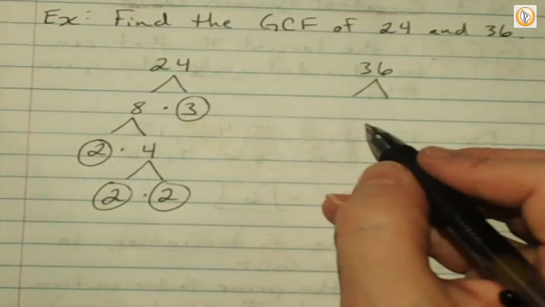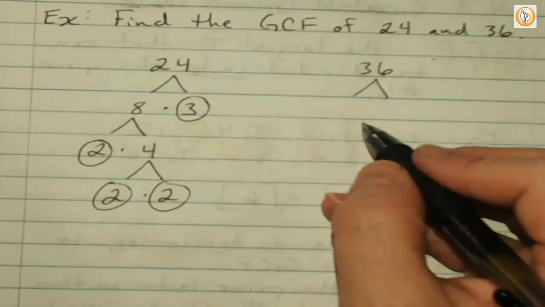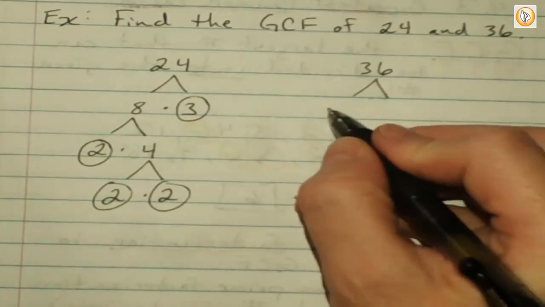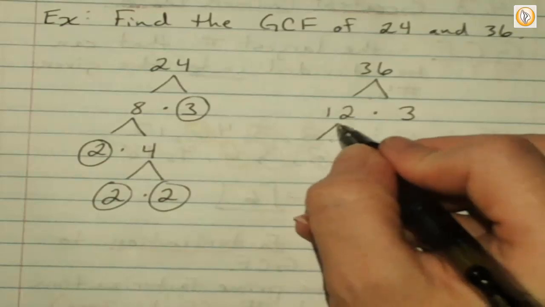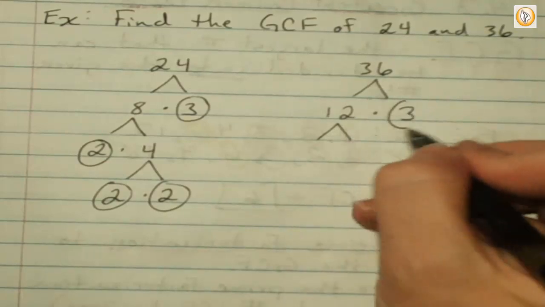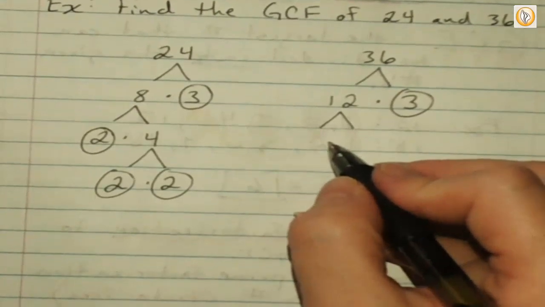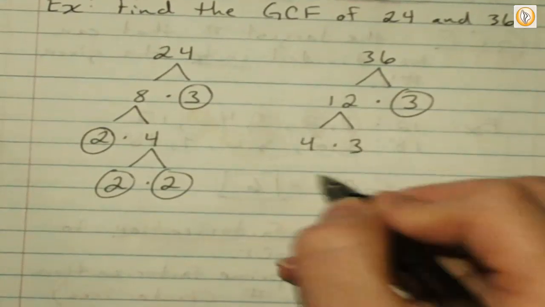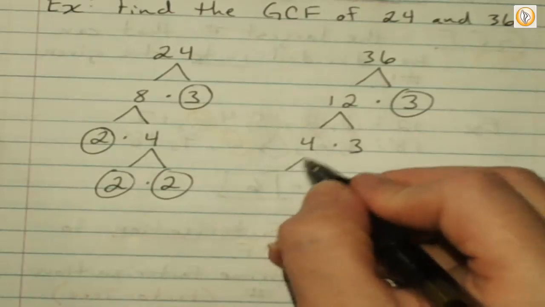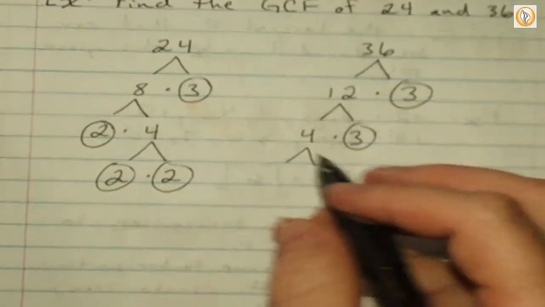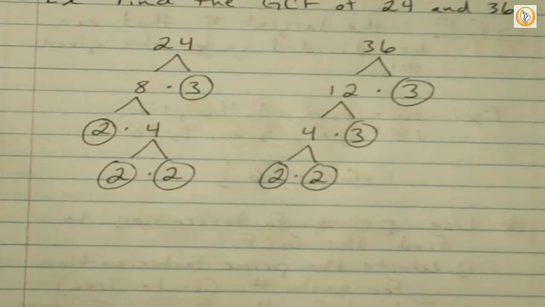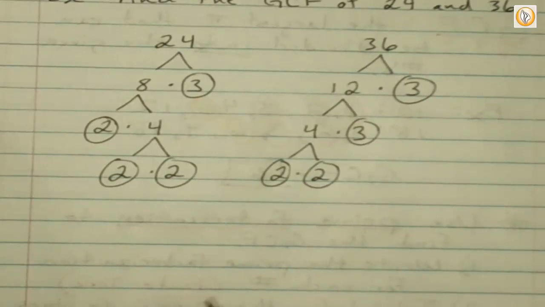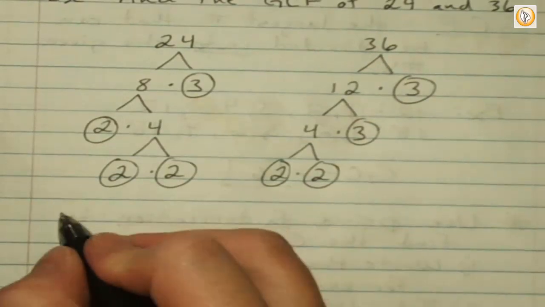All right, let's move over here to 36 before I write this out. 12 times 3. Is 12 prime? No. Is 3 prime? Yes. So I circle it. What two numbers give me 12? 4 times 3. Is 4 prime? No. Keep going. Is 3 prime? Yes. Circle. And we know 2 times 2. And they're both prime. I'll let y'all catch up. Make sure you're circling.